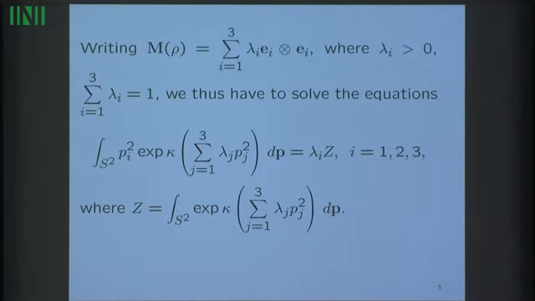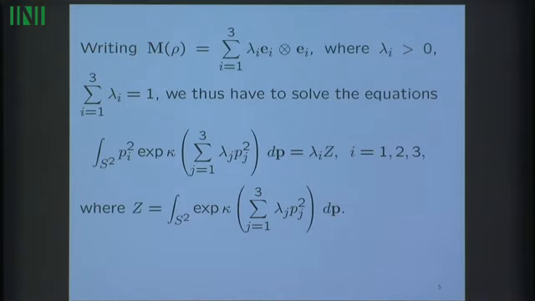Okay, so let's write rho in its eigenfunction expansion. I'll take e_i to be the usual Cartesian unit vectors. Of course the trace of M is 1, so the sum of lambda_i is 1. And so therefore we have to solve these equations. These are the equations we have to solve. The integral of p_i squared times this exponential is lambda_i Z, where Z is this, for i equals 1, 2, and 3.